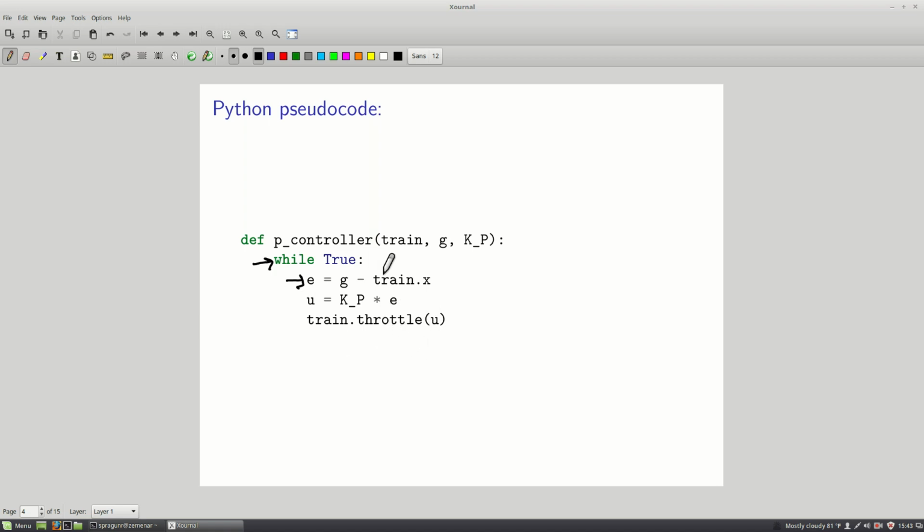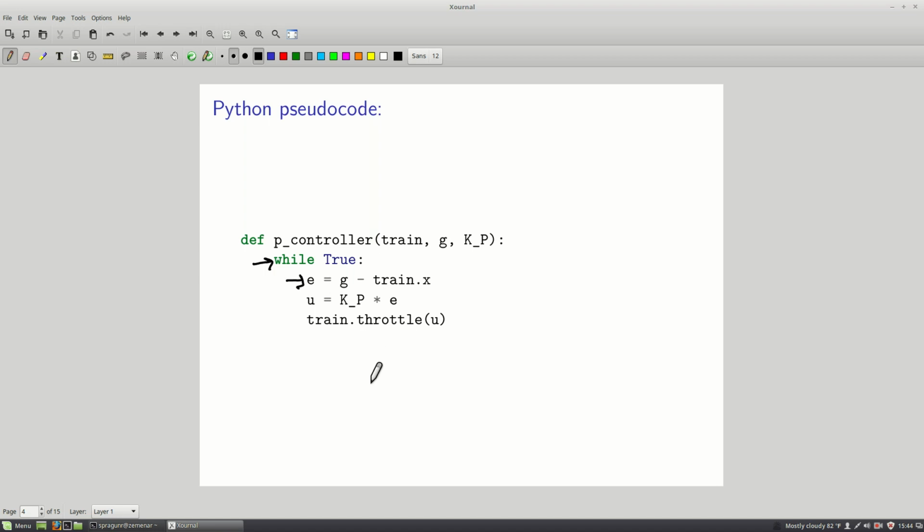And we loop, and we do it again, and we repeat this process indefinitely. So this is an example of closed loop control. Closed loop control means that we check the state of the system, we adjust our control based on that state, and then we repeat indefinitely.